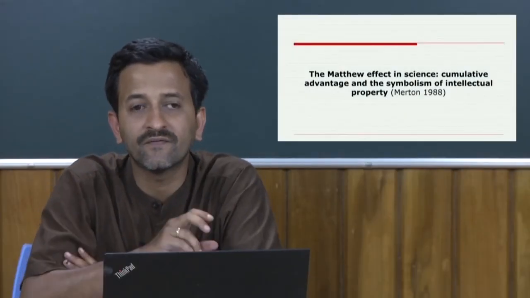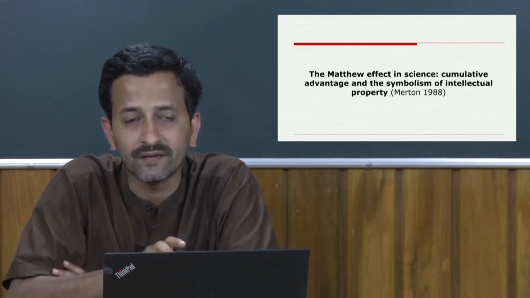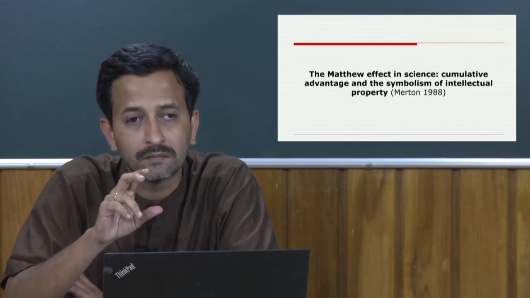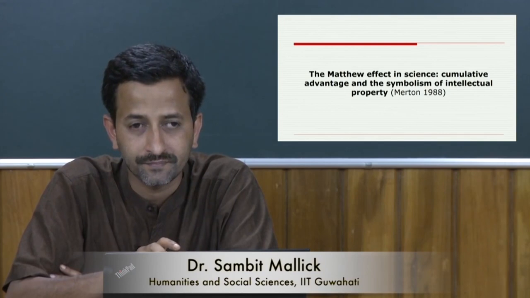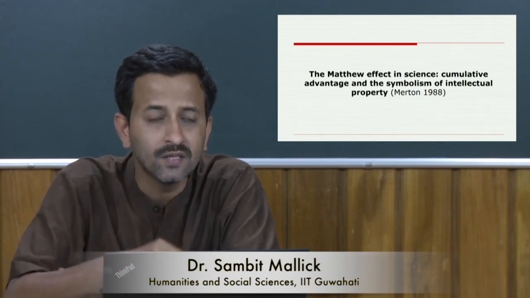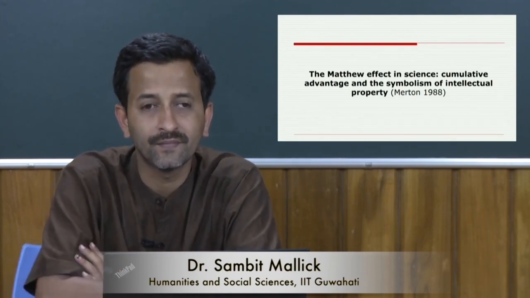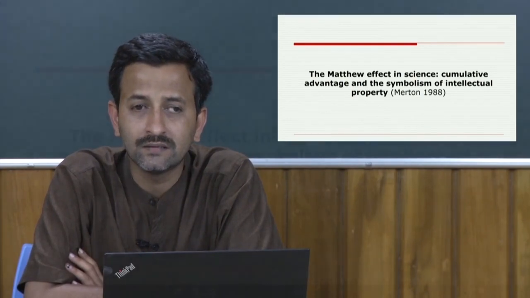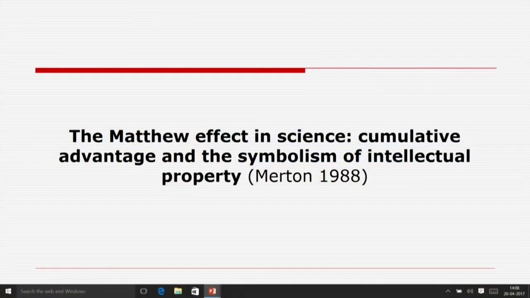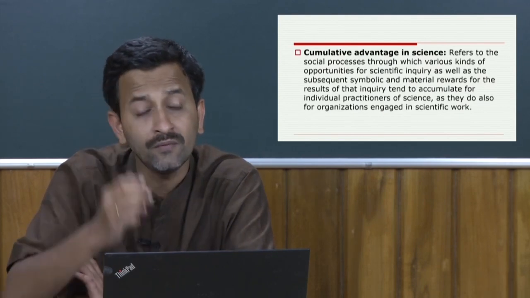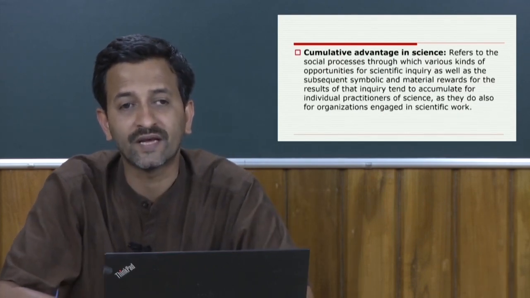Having discussed the first part of the Mathieu effect in science, when we discussed the reward and the communication systems proposed by Merton, now we will discuss the second part of the Mathieu effect in science in the form of cumulative advantage and the symbolism of intellectual property. When we discuss these two aspects against the backdrop of the Mathieu effect in science, namely cumulative advantage on the one hand and intellectual property on the other, what do these two terms reflect?